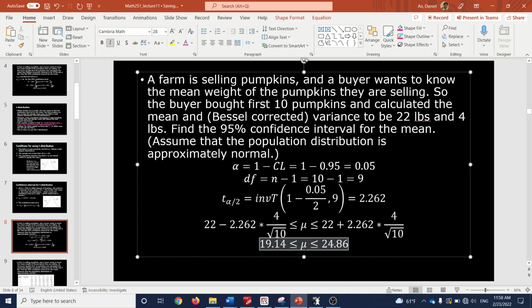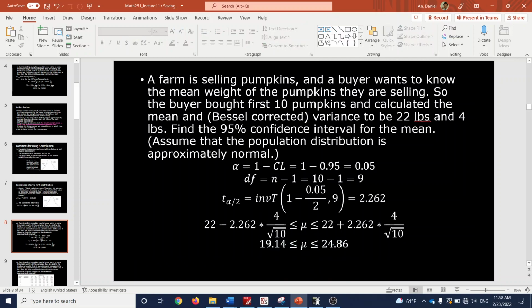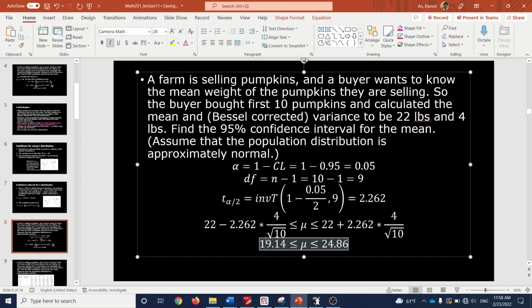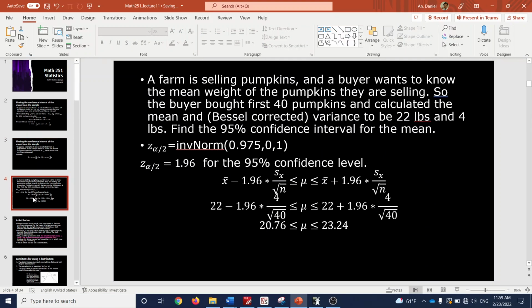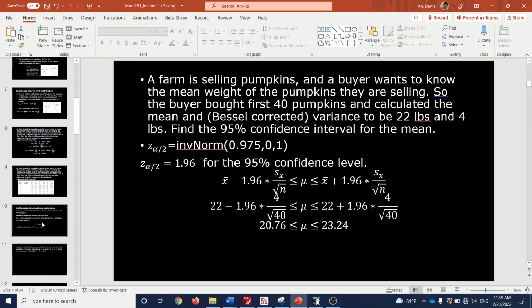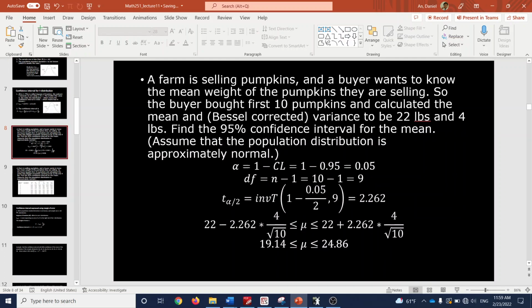All right. So we know that the population mean is somewhere between here and here. Now, if you compare this with the previous answer, you see that it was 20.76 to 23.24. So when we had more samples, we are more confident where the population mean was, right? Here, because we have fewer samples, we have less certainty. Okay, so it can vary more. Right? So that's how we use this.